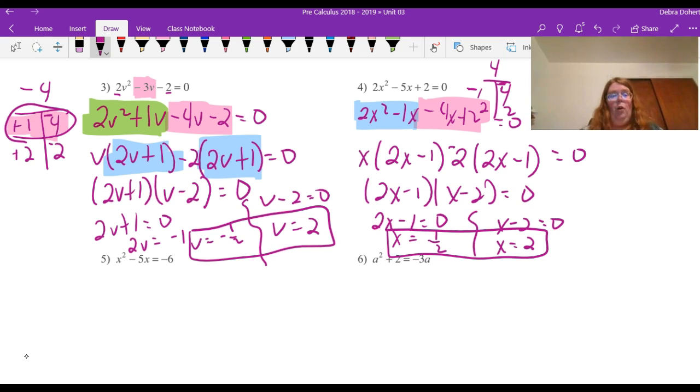So far we have had 0 on the right-hand side. If you have something like number 5, we need to get it to equal 0. So we will add 6 to both sides and put it back in standard form. Now I'm going to have x squared subtract 5x, and when I add 6 to both sides, it gives me a positive 6 equals 0. We're going to factor as normal. That's the only thing we have to do differently: if it is not in standard form, we move it into standard form and then we factor as normal.